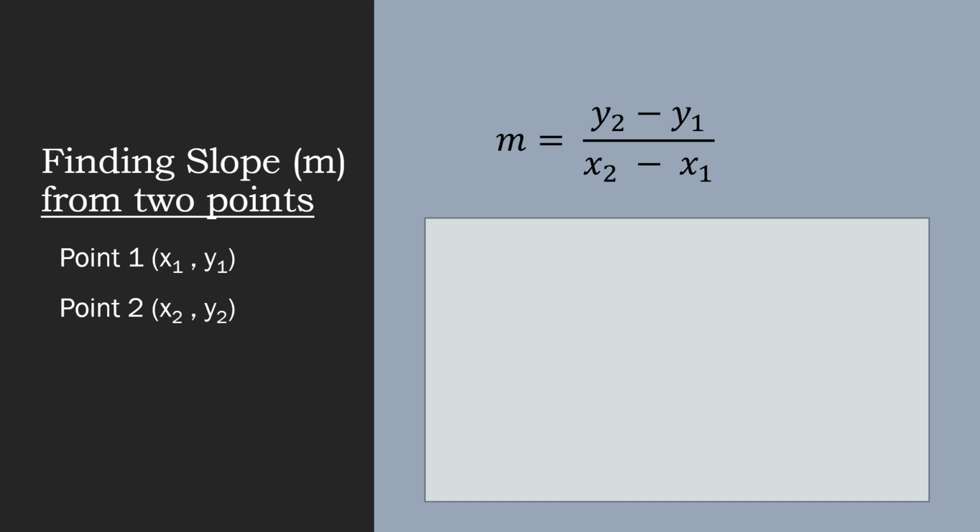But we know not every line is straight up and down or left and right. Sometimes lines have a slope. So how do you find a slope, which we call the letter M, if you're given 2 points? Well, the equation for a slope is y2 minus y1 over x2 minus x1, where y2 means it's the second point y value, y1 means it's the first point y value. And the same thing for your x's. So let's look at an example here.